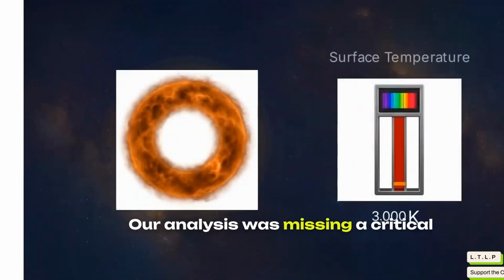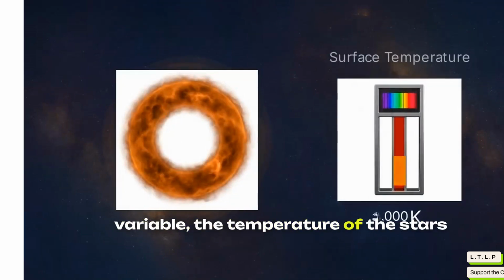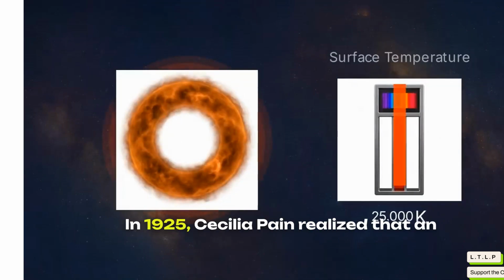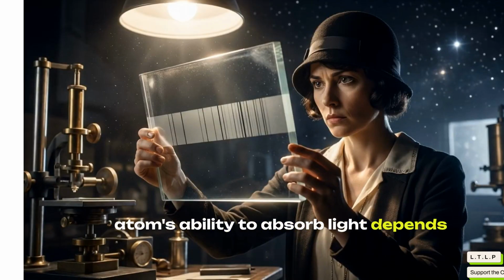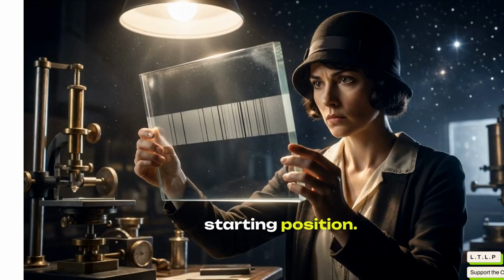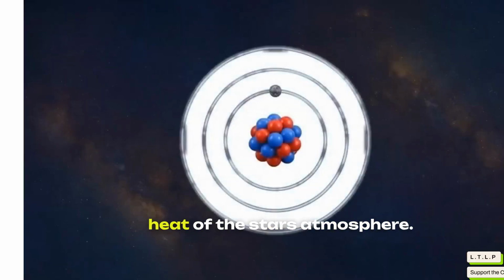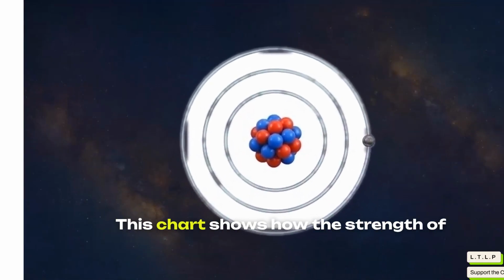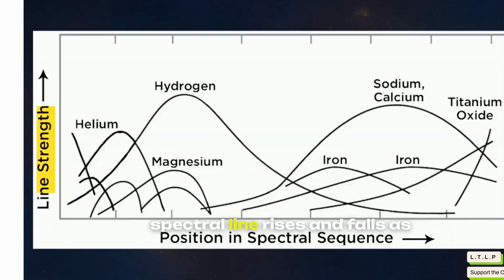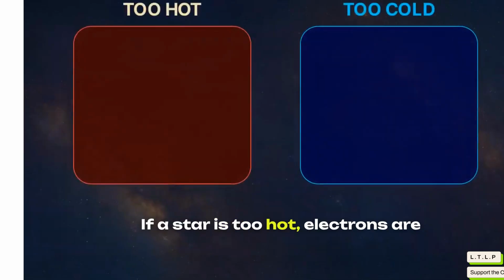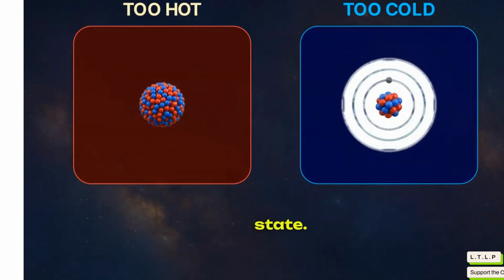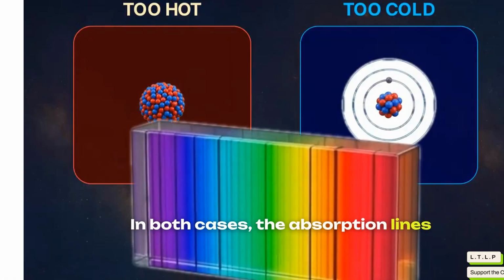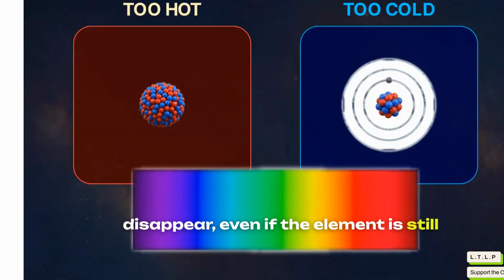Our analysis was missing a critical variable: the temperature of the star's outer layers. In 1925, Cecilia Payne realized that an atom's ability to absorb light depends on its electrons being in the correct starting position. That position is determined by the heat of the star's atmosphere. This chart shows how the strength of spectral lines rises and falls as temperature changes. If a star is too hot, electrons are stripped away. If it's too cold, they stay in the ground state. In both cases, the absorption lines disappear, even if the element is still there.